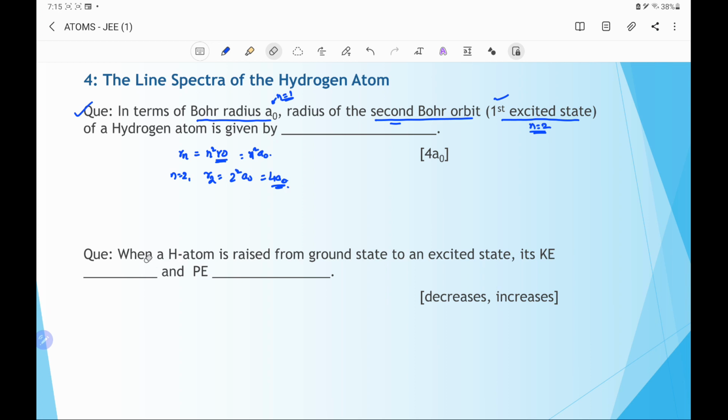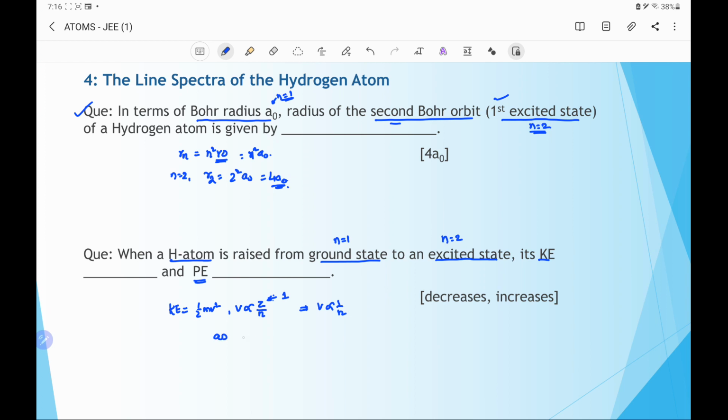Second question is, when a hydrogen atom is raised from the ground state, that is n equal to 1, to an excited state, say n equal to 2 or 3 or 4 and so on, its kinetic energy and potential energy, we have to check if they will increase or decrease. We know that kinetic energy is equal to half mv square, and v is proportional to z by n, and z is 1 for the hydrogen atom, so this implies that v is proportional to 1 by n.